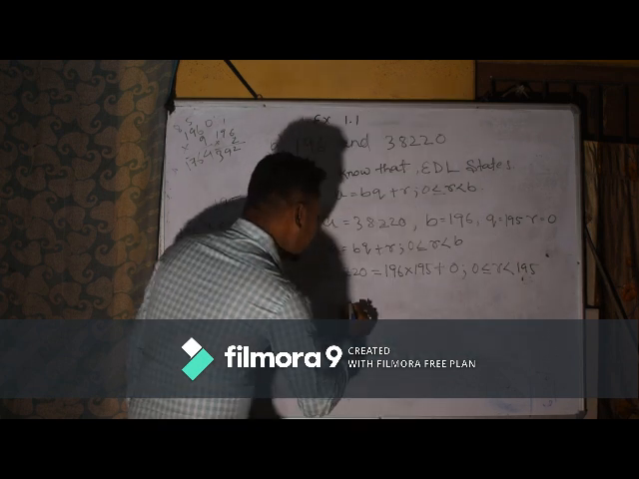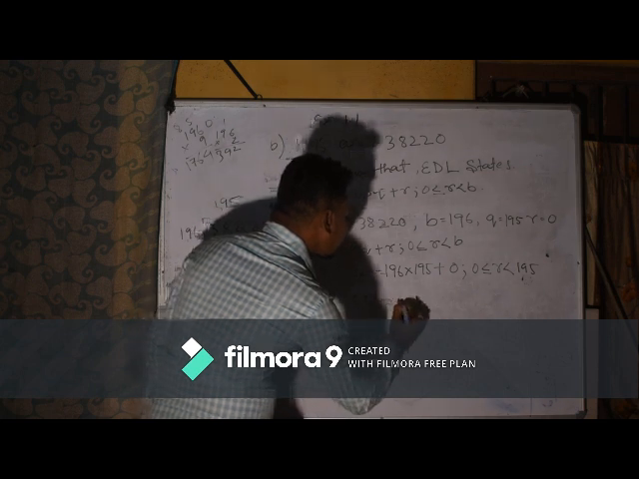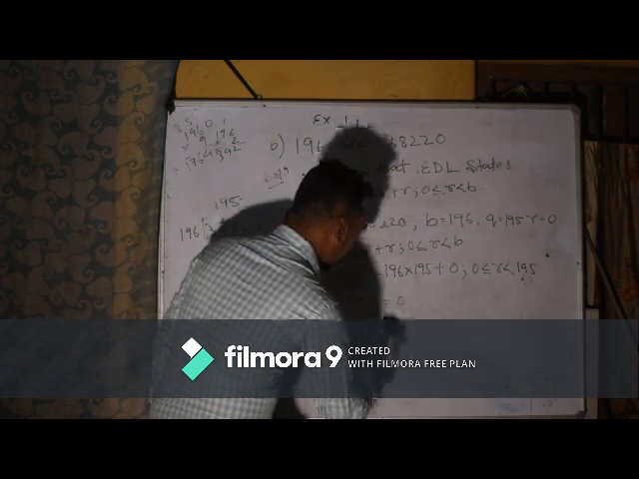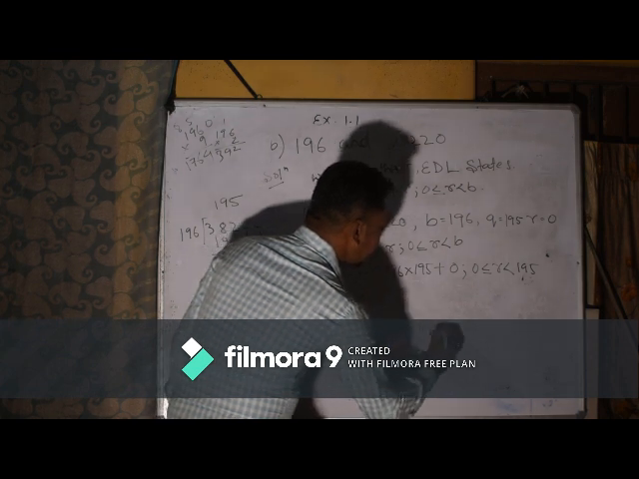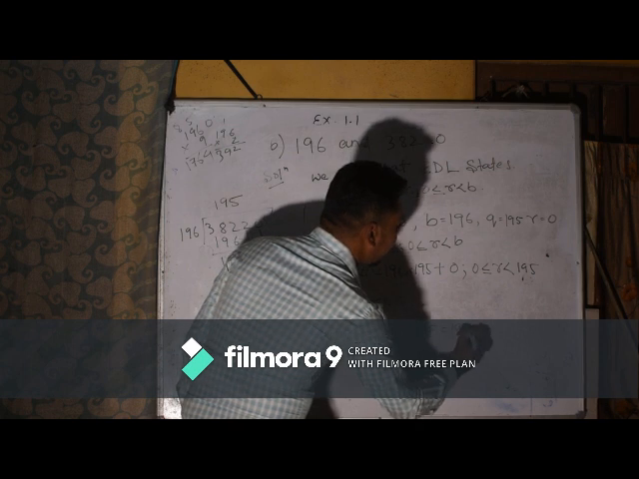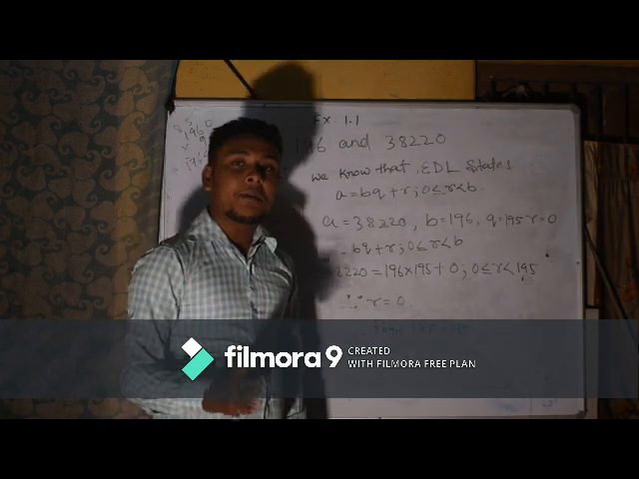Therefore, since R is equal to 0, therefore the required HCF is equal to 195. Thank you. So we have finished number 1.